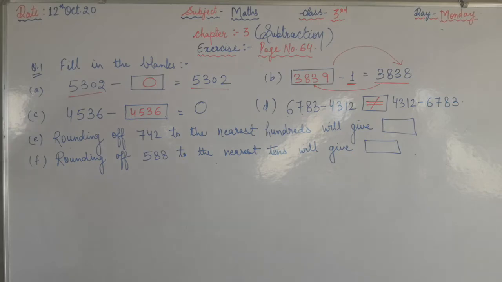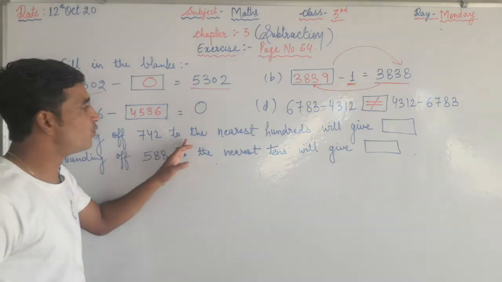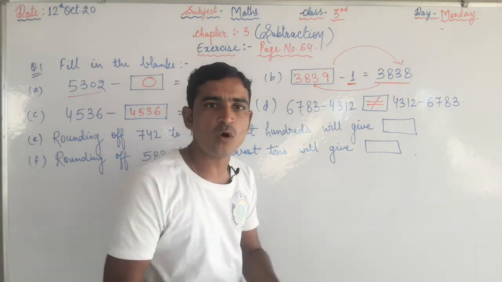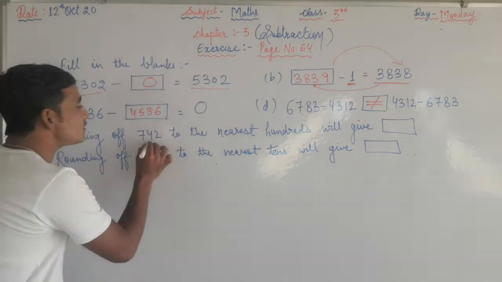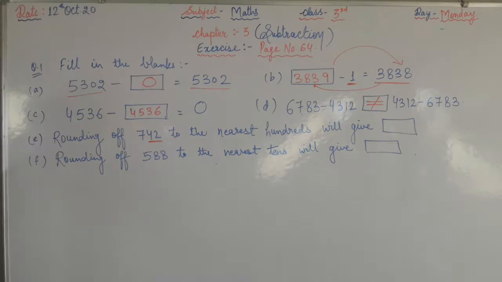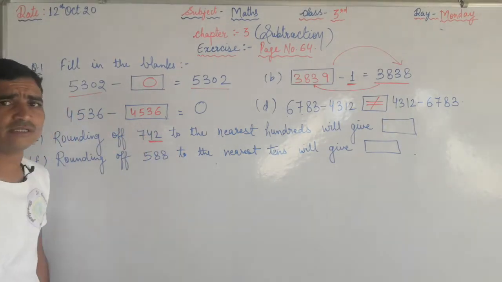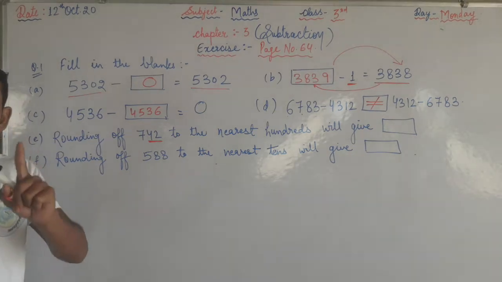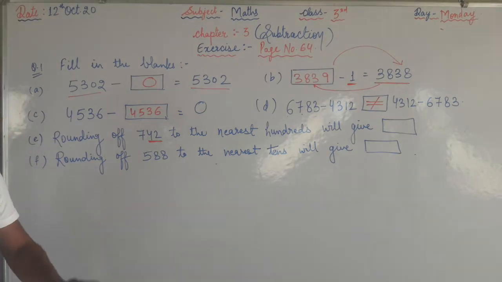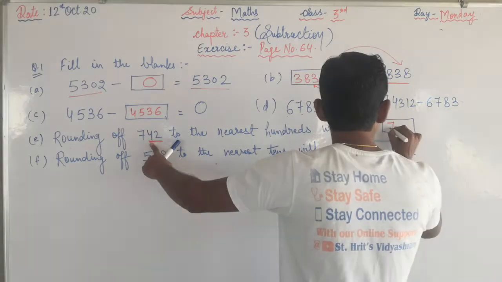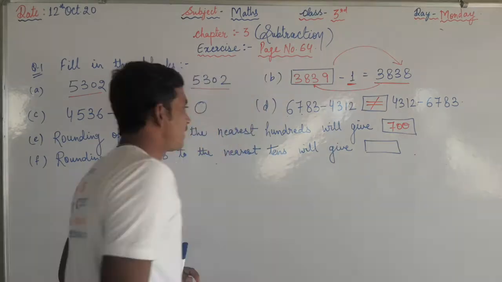See the next one: rounding off 742 to the nearest 100 will give. When we round off to the nearest 100, you have to consider the last two digits. Here it is 42, which is less than 50. So round down, not up. Here it is 700.